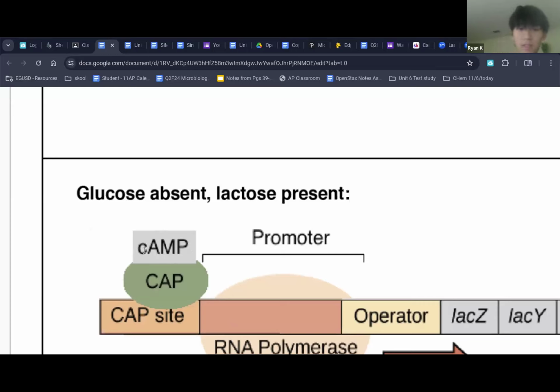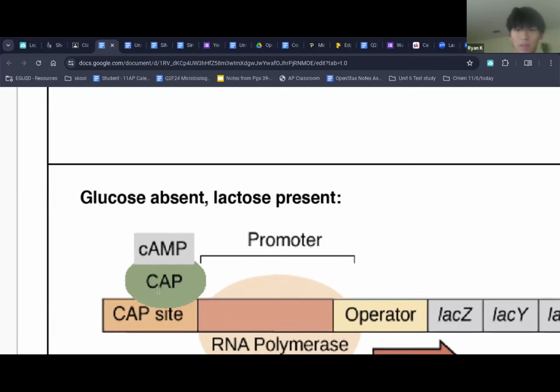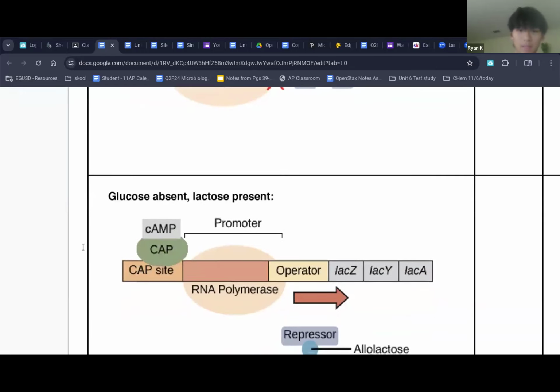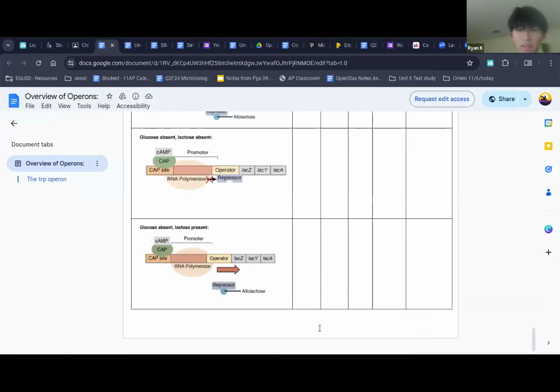basically it's telling the cell, hey, they need to start breaking down milk as fast as possible, or else they're going to have an allergic reaction to it. And then our repressor is out of the way to allow RNA polymerase to start making the enzymes that break down milk.